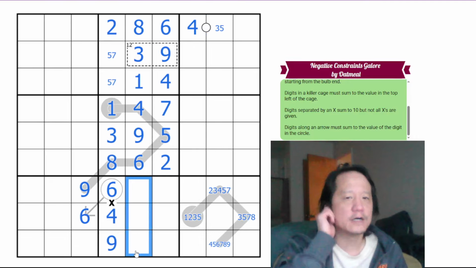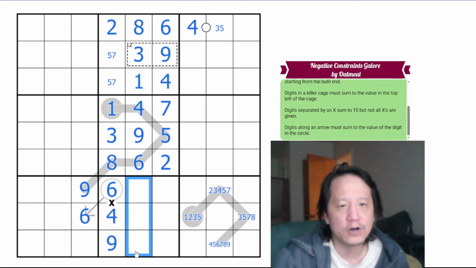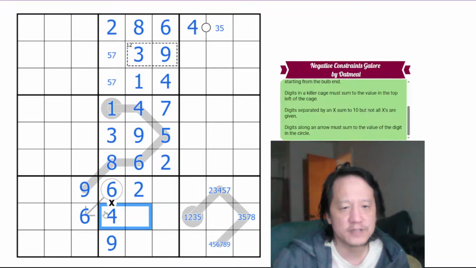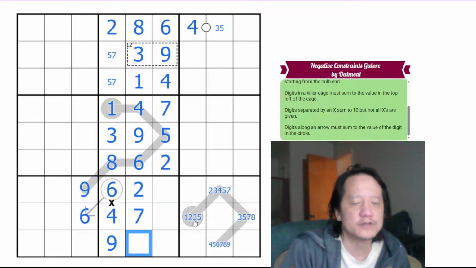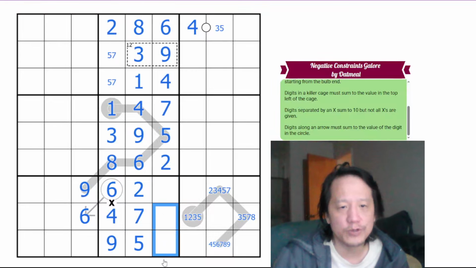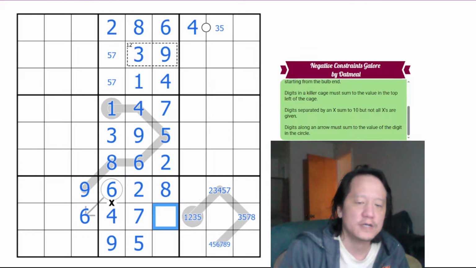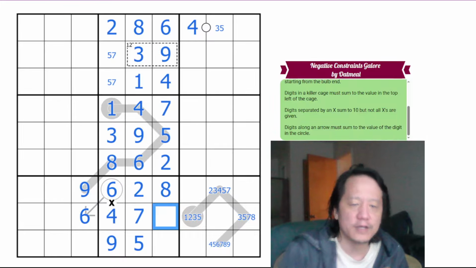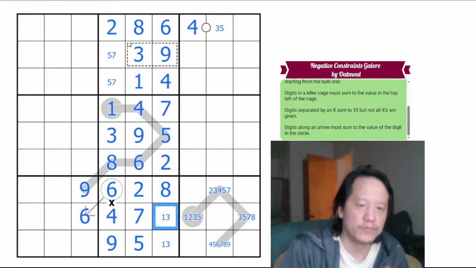Remaining digits in column 5 are 2, 5, and 7. 5 and 7 are both consecutive with 6, so this must be 2. 5 is consecutive with 4, so this must be 7, and this must be then 5. Remaining digits in column 6 are 1, 3, and 8. 1 and 3 are consecutive with 8, 2, so this is 8. And 1 and 3 can be in any ratio here.